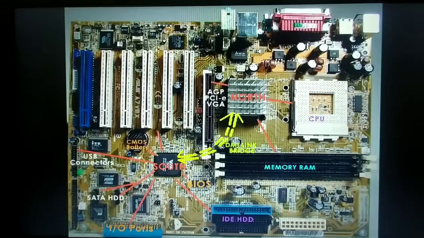PCIe is the express slot, okay. And the south bridge is also connected to the USB connectors, the SATA connectors, and also the input output ports. So whenever the CPU has to communicate with the lower components, the CPU has to pass the data to the north bridge by using the front side bus.